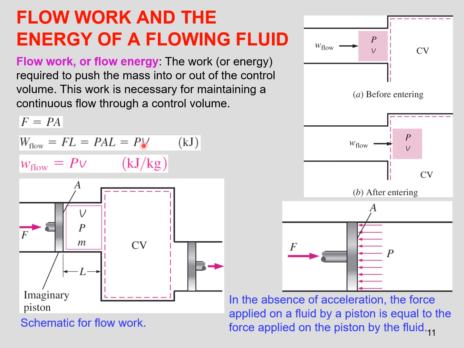So here, if we divide through by the mass, we'll write this as the flow work per unit mass, which is the pressure times the reciprocal of the density, right? And again, this is the v value we get out of the property tables. So this is a very useful principle.